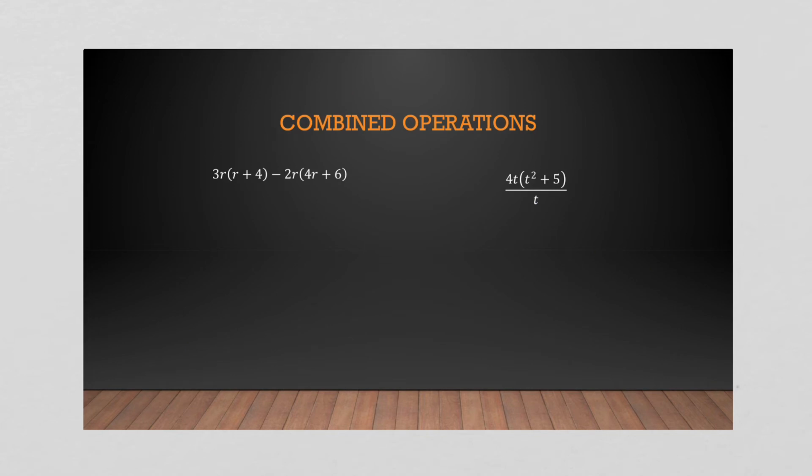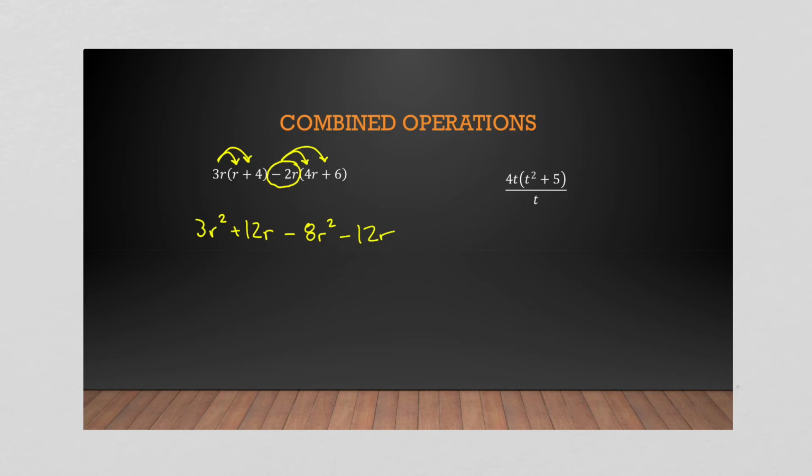Now what about putting things all together? So now we're going to deal with some multiplication and some division. So here we're going to water bomb. With the sign here, you're going to water bomb and you're going to water bomb. So now you have 3r squared plus 12r. Now minus 8r squared minus 12r.